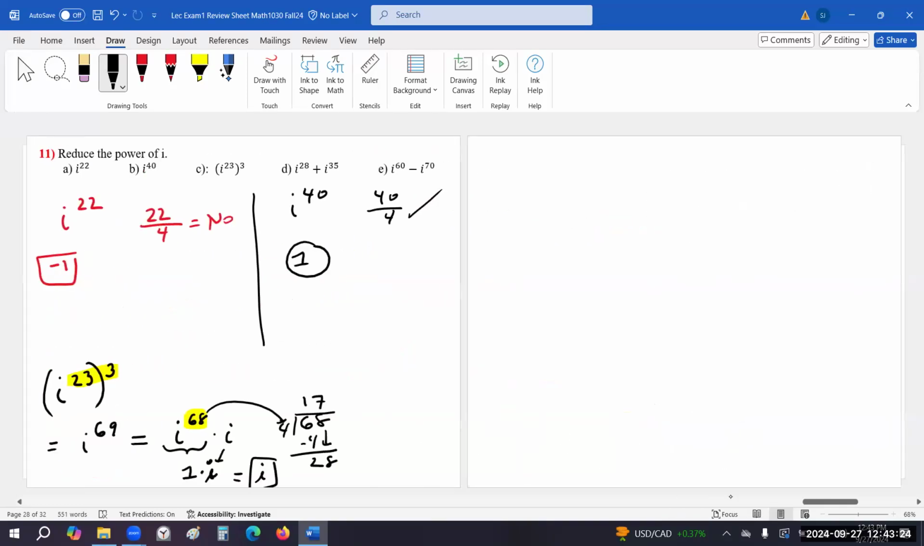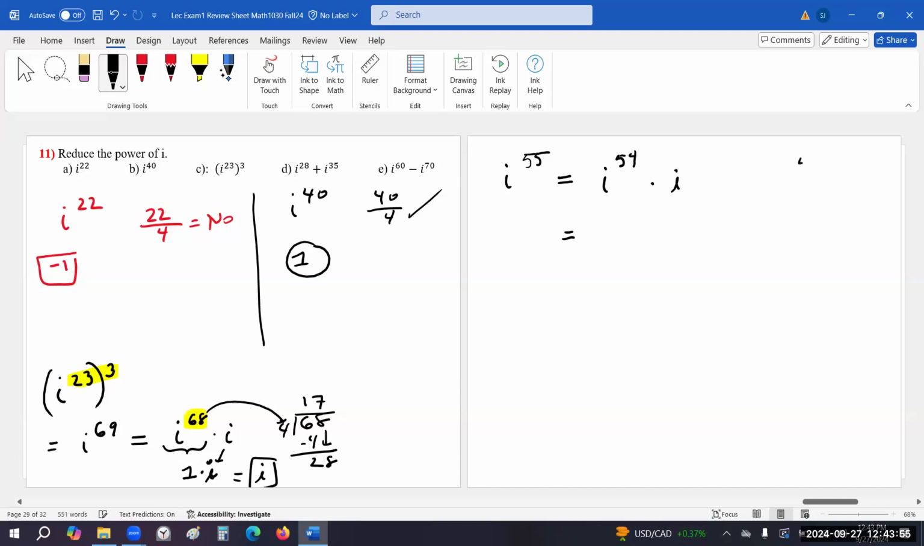Let's do a few more. Let's say we have i to the 55. i to the 55, is it odd or even? Odd. That means you have to split into two pieces. i to the 54 times i, so a single i.